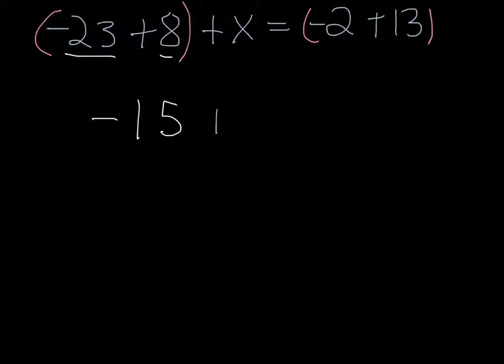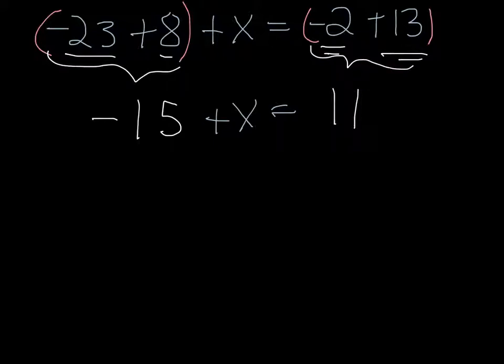Negative 15. And now let's do the other side. I'm in the hole $2. Somebody gave me $13. So now where am I at? In the positive 11. So far so good. So all we did is combine these two numbers on each side.